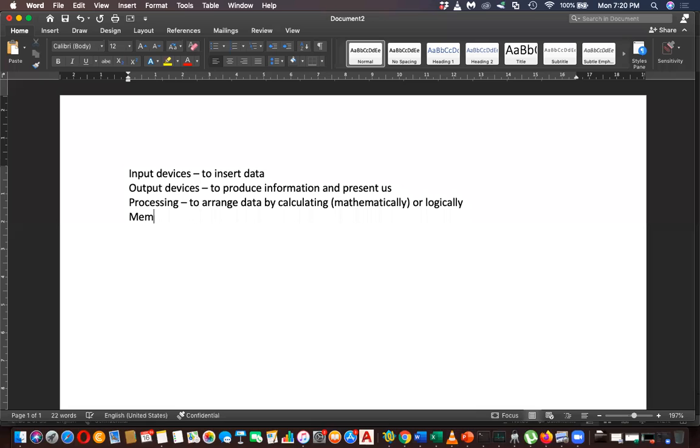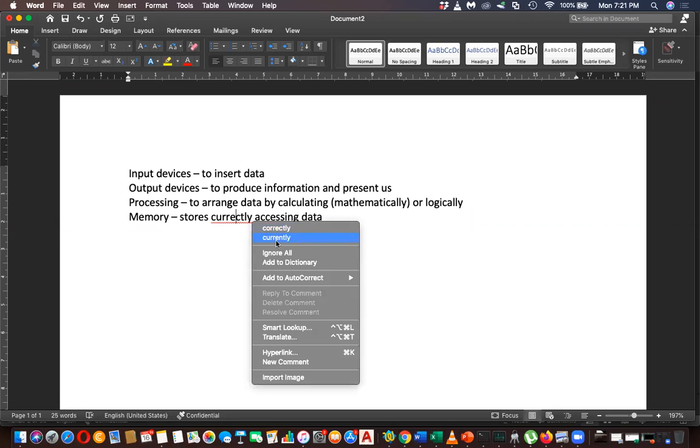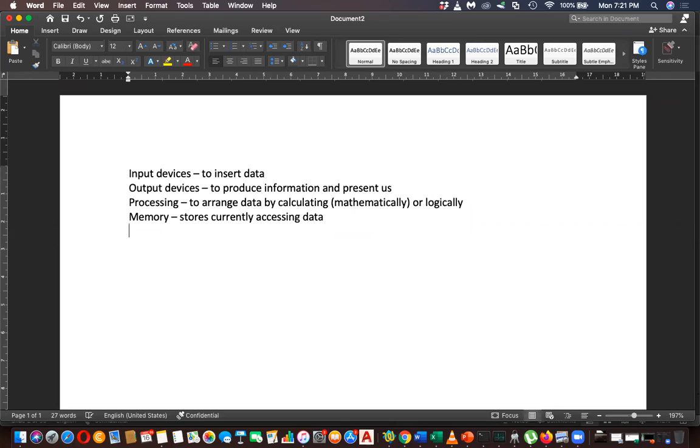Then why memory? It stores currently accessing data. And why storage? To save data. You have storage.